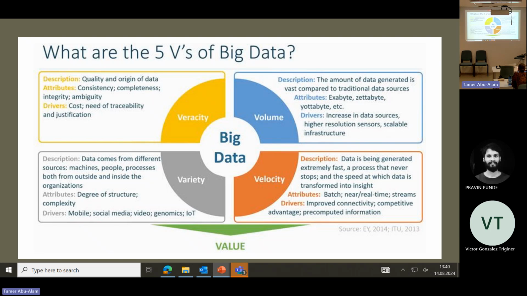Veracity: this is about the quality and the originality of the data. The quality of the data differs from source to source. And this is a big challenge in order to discover which data is real data and which is fake data. And all of this together gives us the fifth V, which is the value of it.